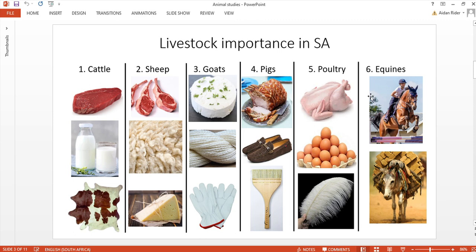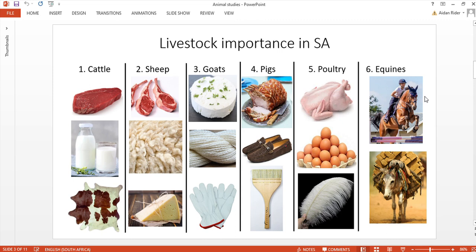Then lastly, equines. This is just a very fancy word meaning horse species. It's not just horse, but it's things like horses and donkeys and mules and so on. And it does include zebras as well, but we don't breed with zebras, so they're not farm animals. So mainly, first of all, is your horse, and they're actually used for sporting events, sporting and just shows, and also for farm work.